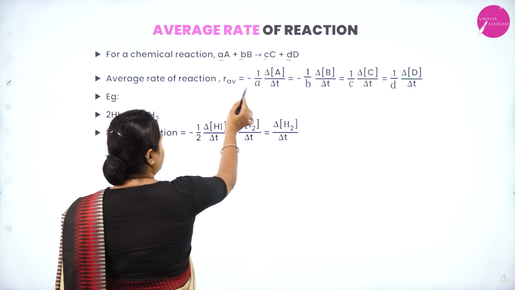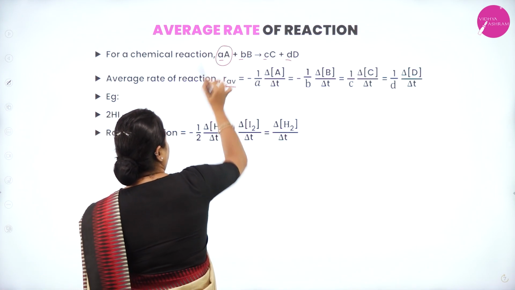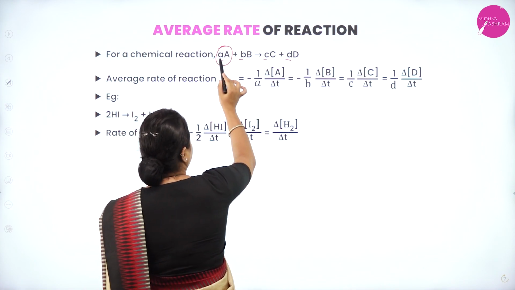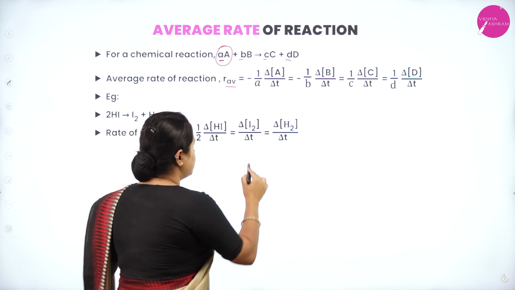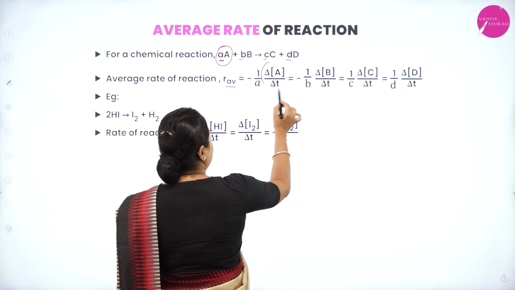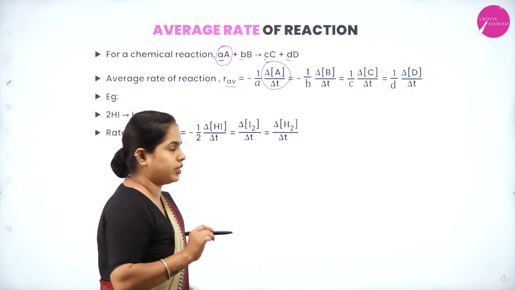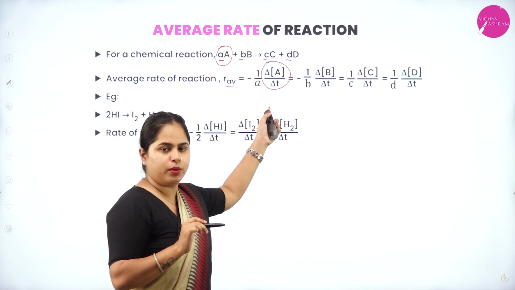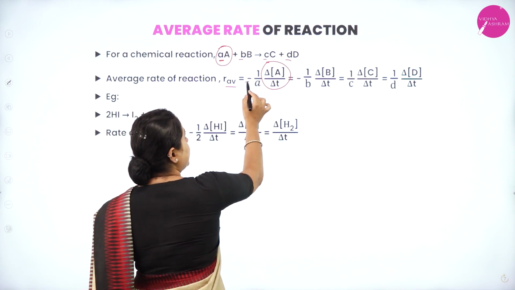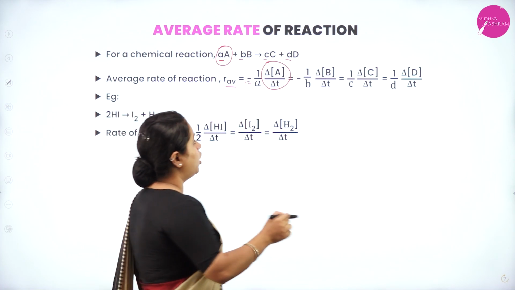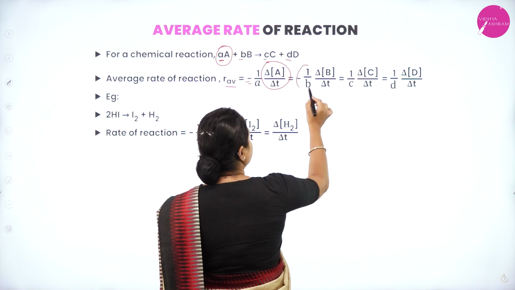So how do you write the average rate of reaction? In terms of A, it will be minus 1 by a. This a's inverse you have to take. So it is minus 1 by a into delta A by delta T. That is average rate. So this minus 1 by a has to be multiplied. Why again is there a minus here? Because it is a reactant. Now moving on, it is equal to minus 1 by b.